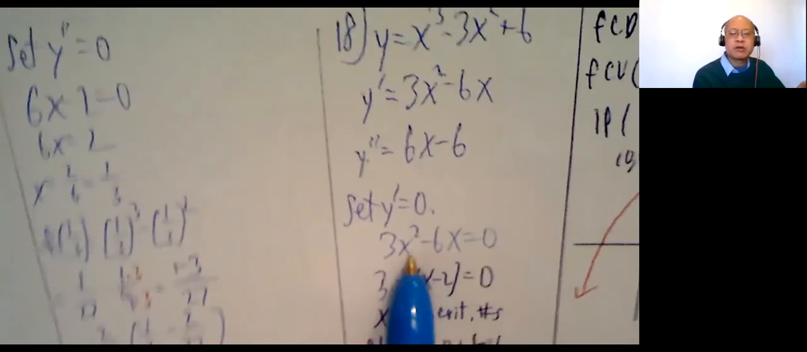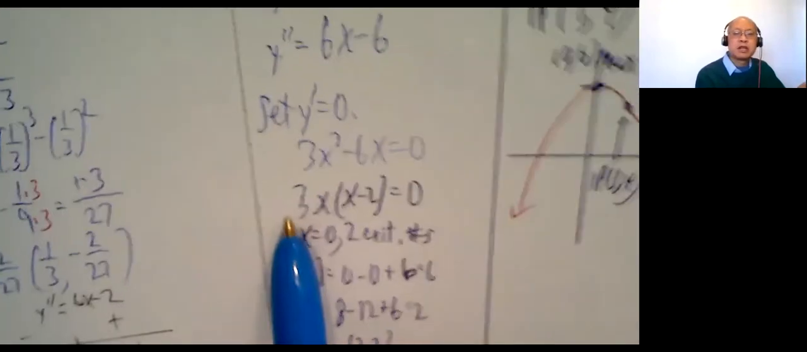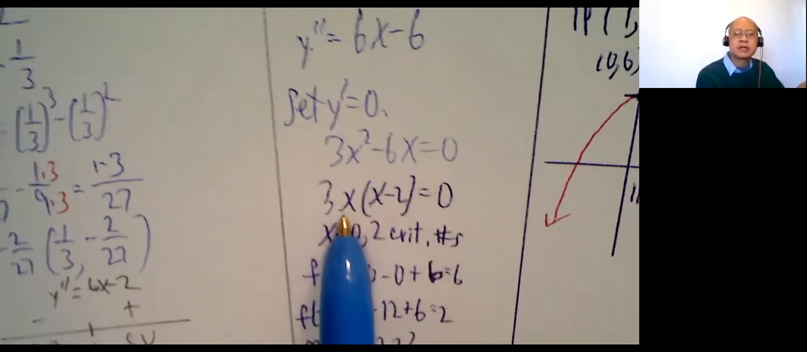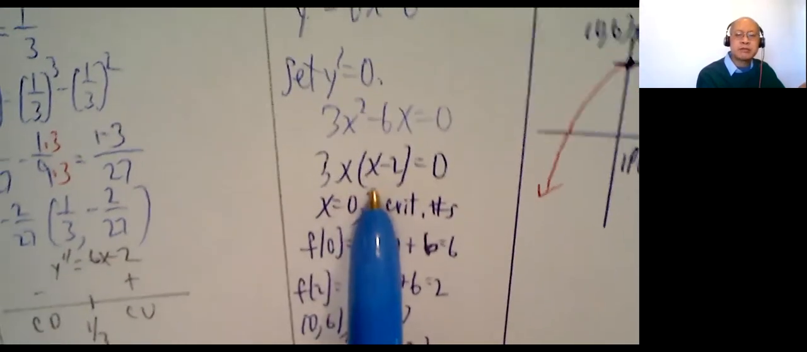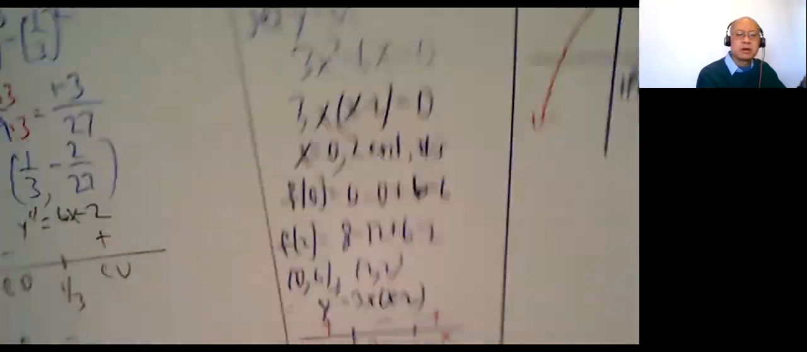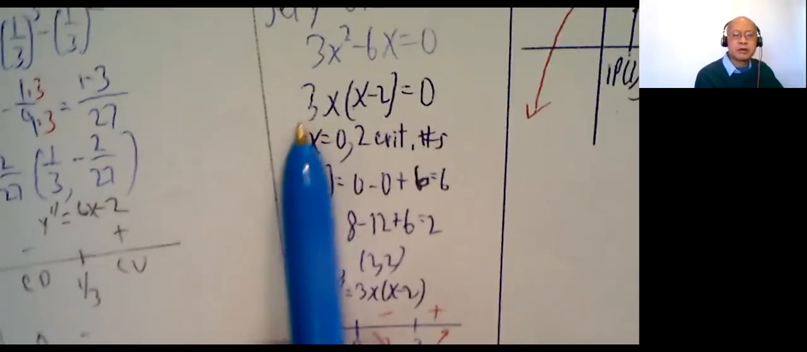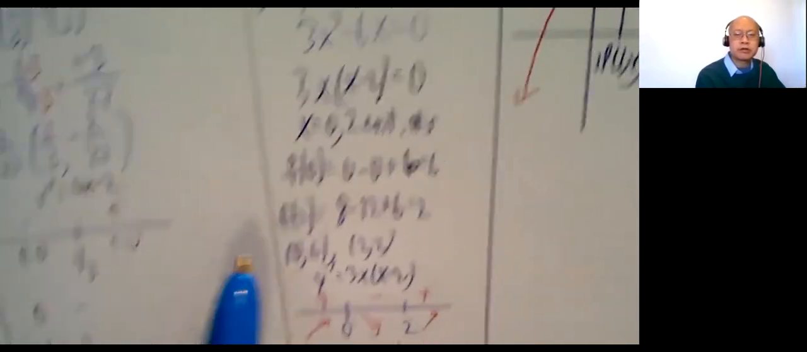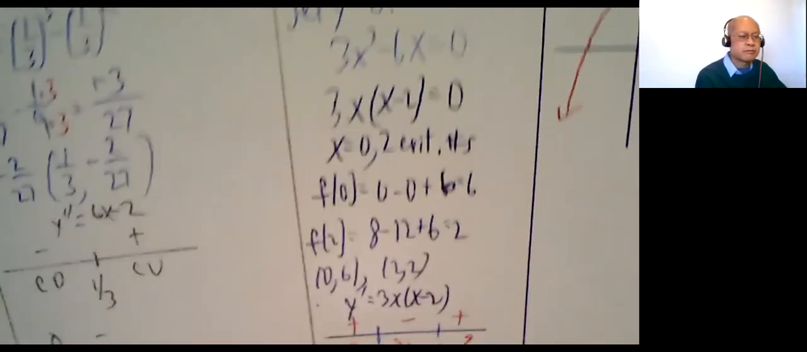Set y prime equal to 0. That's just like last time. 3x squared minus 6x equals 0. Factor out 3x. 3x times (x minus 2) equals 0. So what number makes 3x equal to 0? Well, 0. What number makes x minus 2 equal to 0? 2. So my critical numbers are 0 and 2.